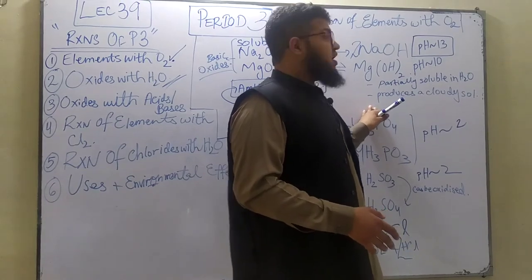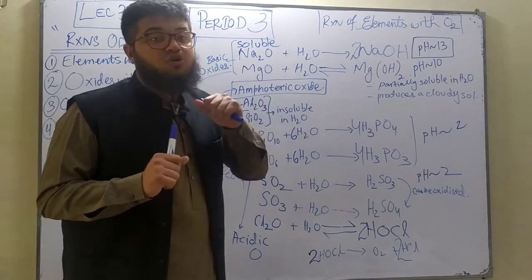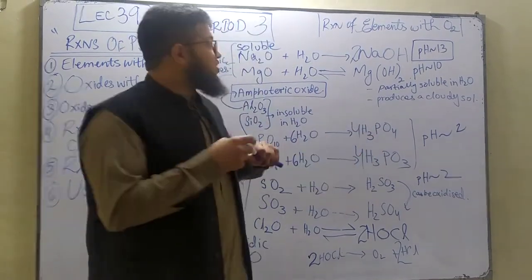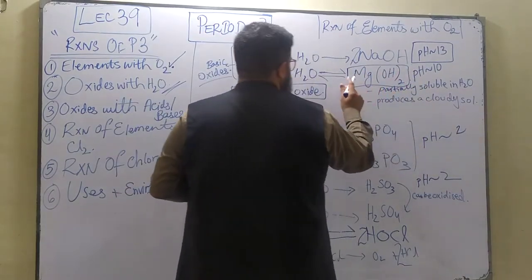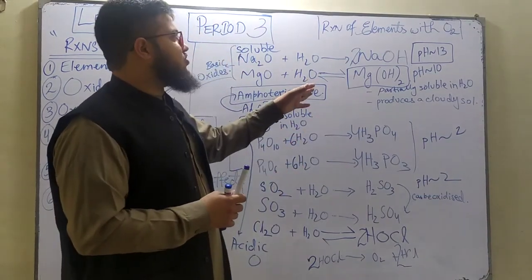Why is it cloudy? This was a question on past exams: when magnesium oxide dissolves in water, it produces a cloudy solution. Why does the solution turn cloudy? The answer was because the magnesium hydroxide which is produced is also partially soluble in water. So a precipitate is actually produced. It is partially soluble in water.